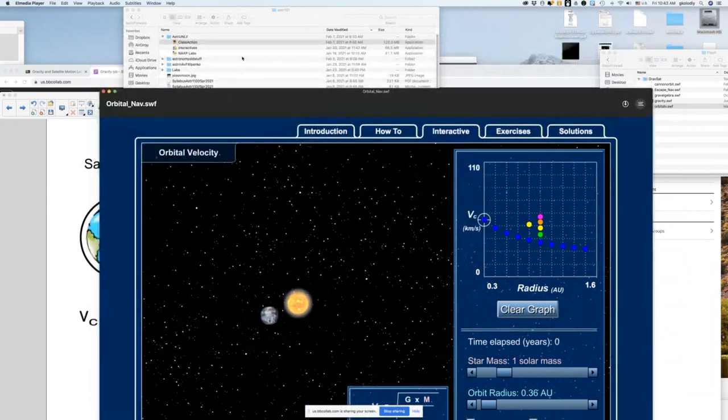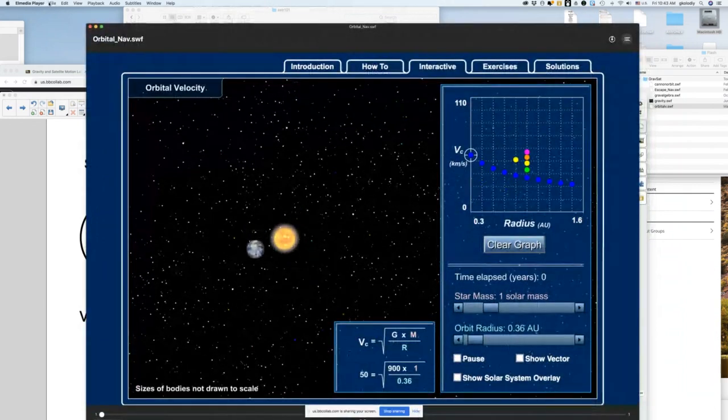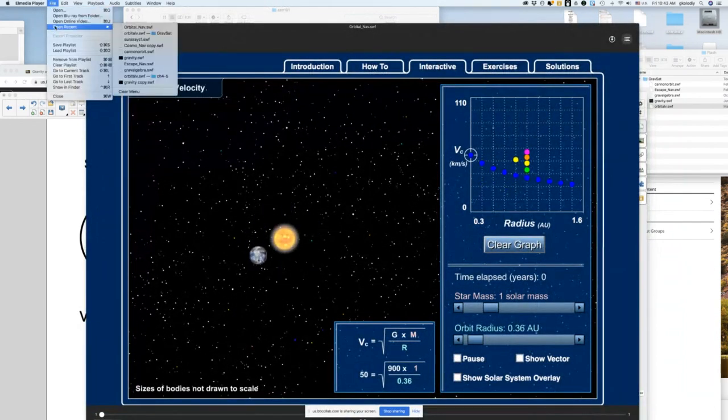So let us now look at one more, the one on escape velocity.